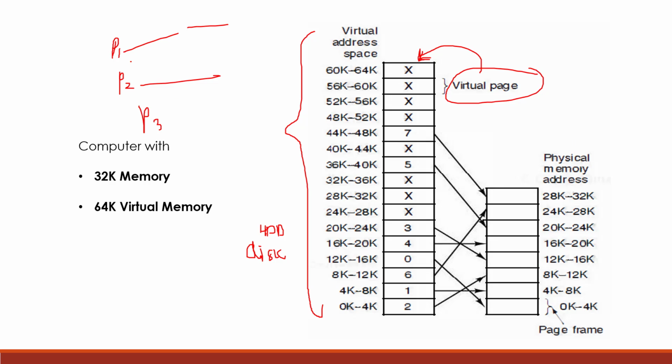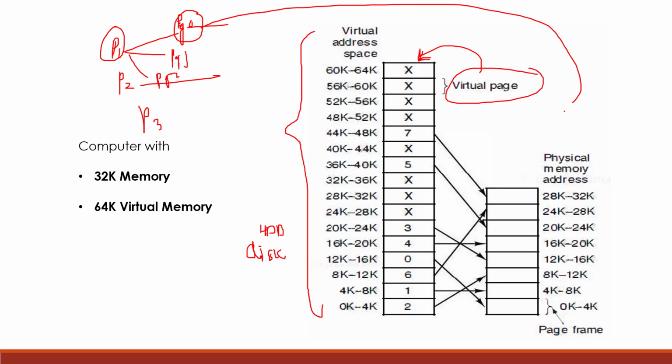Maybe P1 contains 3 pages: PG0, PG1, and PG2. Now process 1 contains these pages, and it requires page 1 to be in RAM to start its execution. So first of all, this will go inside the RAM at some location provided by the operating system.